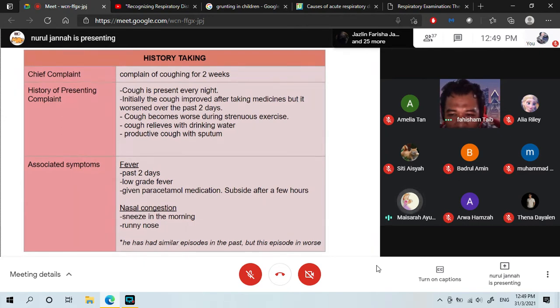It stated that he has had similar episode in the past, but this time the episode is worse. So I think there is some exacerbation. You need to highlight it in the history. Nobody is telepathic to know. Okay? When you are presenting the history taking, please make sure you regurgitate that information. Don't just keep it to your chest, because the examiner may not know what is in the history.